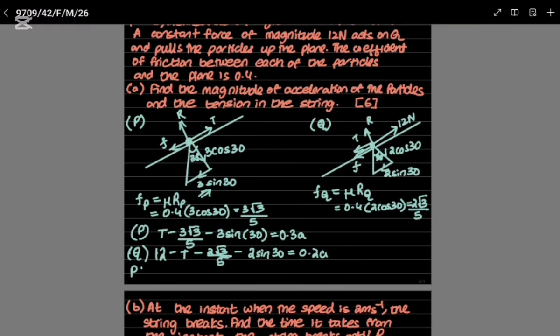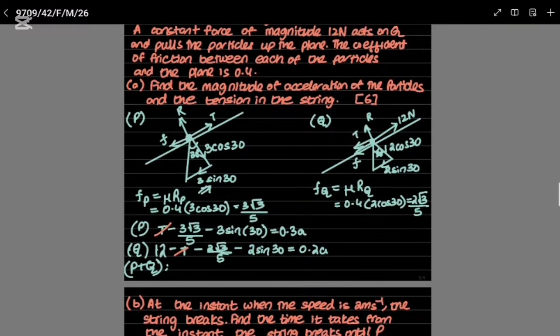Okay, P plus Q. Now why do we add it? The reason is, you will see now. T and T cancel out, so we can find a easily. That's the trick over here. So this is just 12 minus 3 root 3 over 5. I'm doing it on my calculator directly. Minus 2 root 3 over 5, minus 1.5, minus 1.